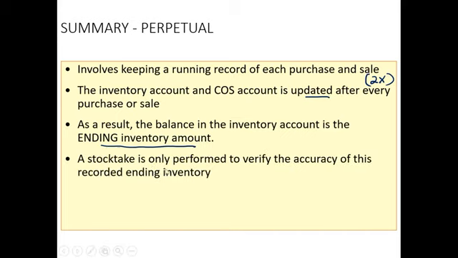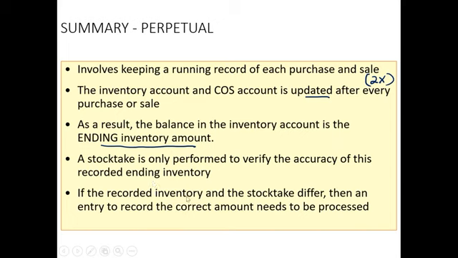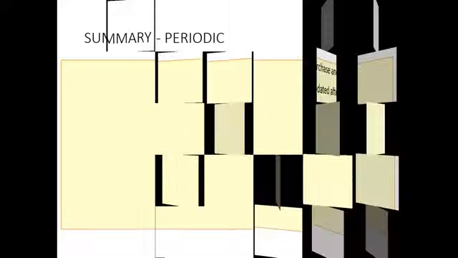A stock take is only performed. What is a stock take? The physical count of stock. The stock check is only performed to verify the accuracy of the recorded ending inventory. They still do the stock check, but to check whether the record tallies with the physical quantity. If the recorded inventory and stock take differ, then an entry to record the correct amount needs to be processed. Normally, you record the difference as stock loss.